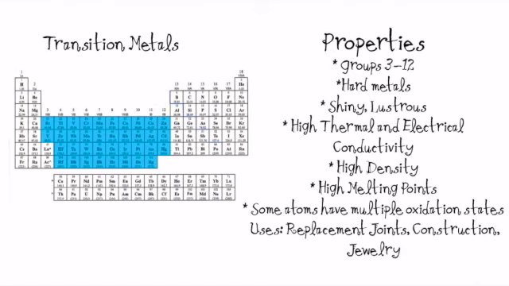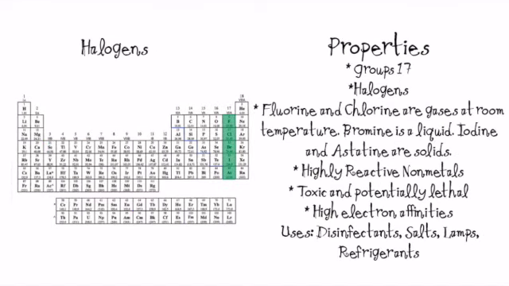The next group is the transition metals. These are groups 3 through 13. They are very hard metals. They're shiny. They have a high thermal and electrical conductivity, a very high density, and very high melting points. Some of the atoms have multiple oxidation states. Some of the uses are replacement joints, construction, and jewelry, like gold and silver.